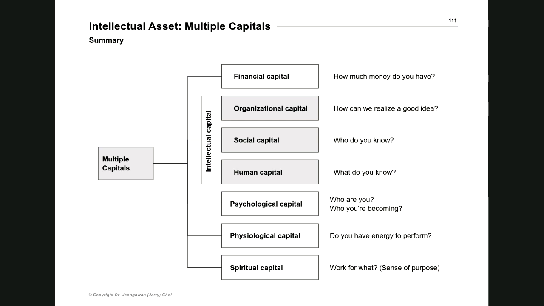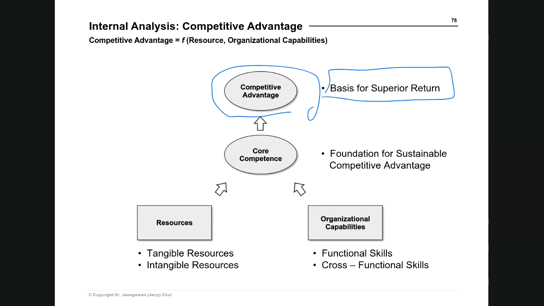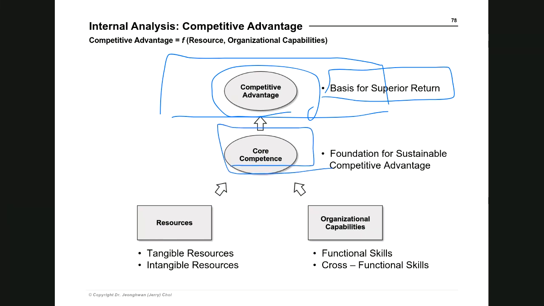What is the direct source of the competitive advantage? Okay, here. Competitive advantage is the basis of superior return, and it is a source of winning without fighting. Absolutely. And what is the source of the competitive advantage? According to strategy approaches in the resource-based view, the scarce resource theory, it comes from the core competencies of the people. Absolutely, the core competencies are a source of the competitive advantage.